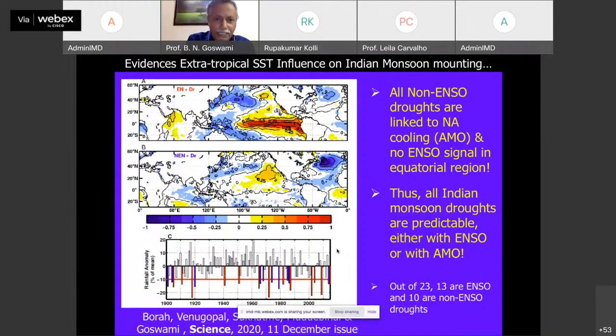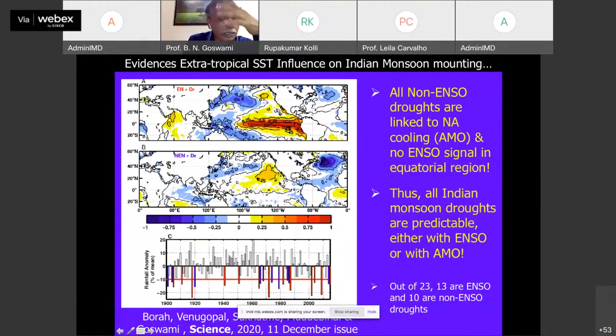studied. One example of such a relationship is the study by Bura et al., where they looked at all non-ENSO drought years of Indian monsoon, and did a composite of the sea surface temperature anomalies of non-El Nino drought years and El Nino drought years. In El Nino drought years, of course, the El Nino signal is very strong and North Atlantic SST is very weak, but in non-El Nino drought years, the North Atlantic has a very strong, very significant cooling.